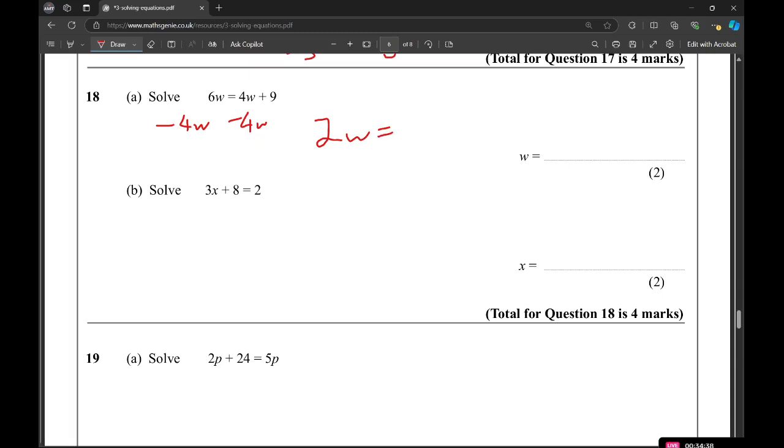Okay, so 2 times what makes 9? Well, I'm going to divide by 2 on both sides. So w equals 9 over 2, or 4.5, okay? Either answer would suffice.